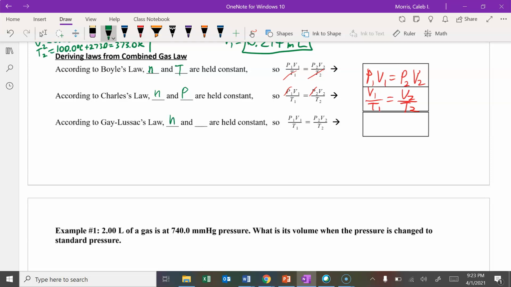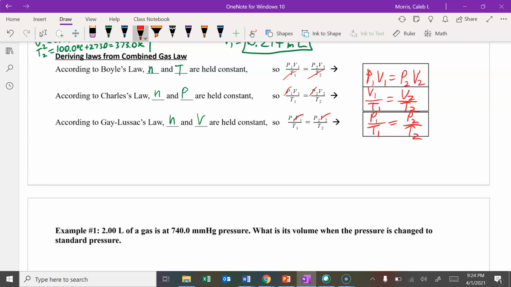And then according to Gay-Lussac's law, the number of moles and the volume are held constant. So this is just a relationship between temperature and pressure. So we're going to get rid of the volume aspect of this, and we have P1 over T1 equals P2 over T2.